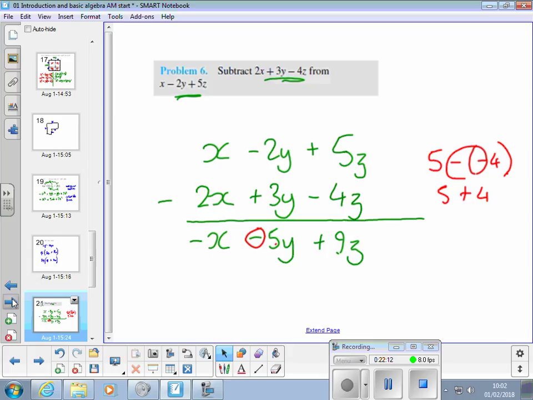Why did we read it as 5 minus 4? Because we're extracting that expression from that one. And we're doing it column wise. So that plus goes with that. So it's plus 5 minus that minus sign minus 4. And you've got to be careful with that.